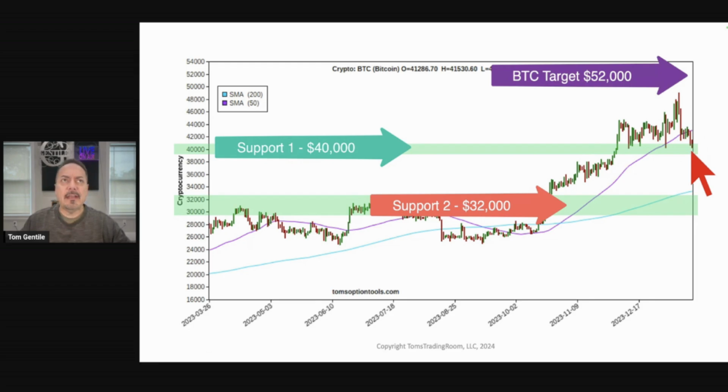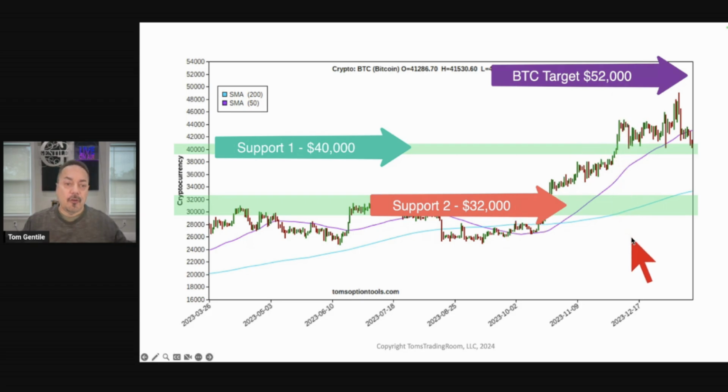I had 39. So we have round number support at 40. We've already gone through that. I have a Fibonacci support level that you don't see on here at around 39,000. And then if we break that, I've got the next area of support at 32. We have a short-term BTC target of 52,000.